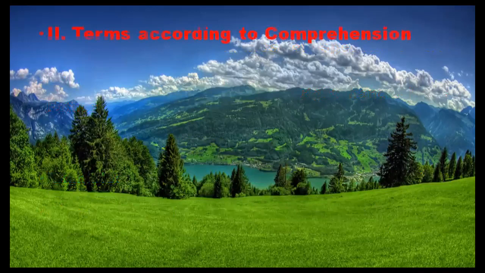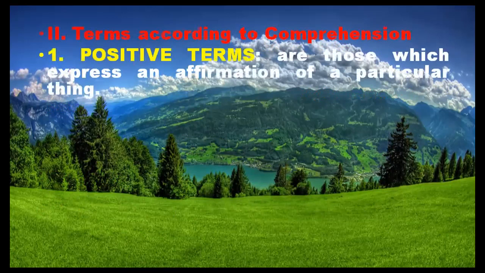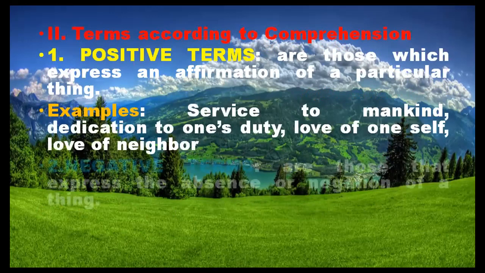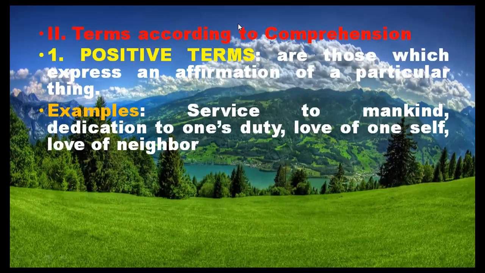Terms according to comprehension or its meaning. So, ano ito? Positive terms are those which express an affirmation of a particular thing. Positive siya, hindi siya negative. Example, service to mankind. So, nakita nyo, class, this is composed of three words. Pero, tawag dyan na term. It can be a subject term or predicate term. Dedication to one's duty. Positive dedication. Love of oneself. Yung negative term yan is hate. Hatred for oneself. Or negative term ng service is disservice. Or love of neighbor, hatred towards your neighbor. Negative term yan. Ang positive love of neighbor.